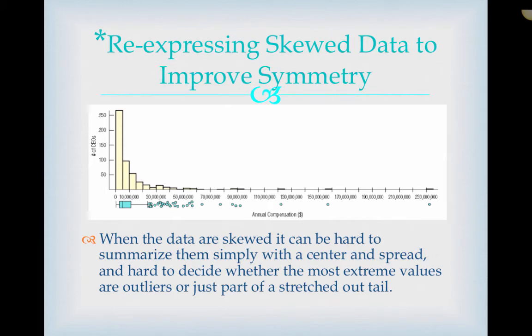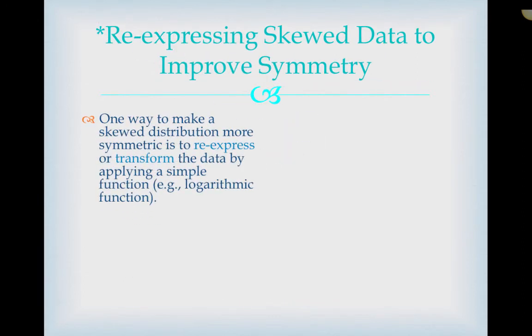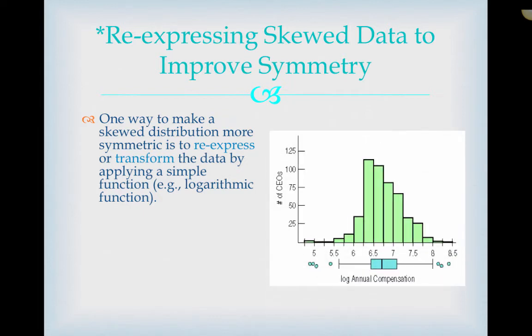When the data are skewed, it can be hard to summarize them simply with just a center and spread. It's also hard to decide whether the most extreme values are outliers or just part of the stretched out tail. One way to make a skewed distribution more symmetric is to re-express or transform the data by applying a simple function. Here we applied the function of a logarithm, so we took the log of all of the annual compensations. Another way to apply a transformation is to take the square root, or to square the data, or to take the reciprocal, or something along those lines. Again, we'll talk more about this in Unit 2.